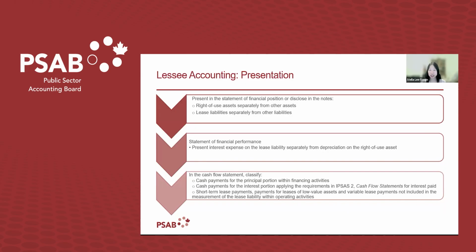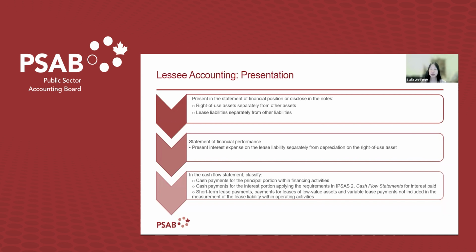Next, within the cash flow statement, the requirement is to classify cash payments for the principal portion within the financing activity section and cash payments for the interest portion. IPSAS 2 cash flow statements does not specify how interest paid is to be classified within the cash flow statement unless the entity is a public financial institution. Interest paid under a lease contract should be treated consistently with other interest payments.